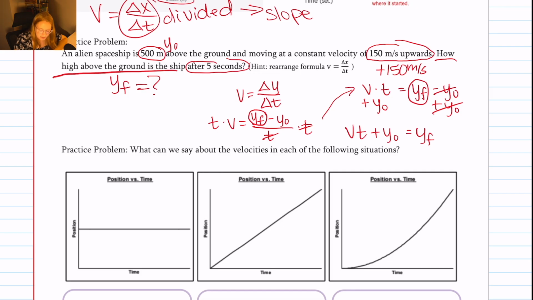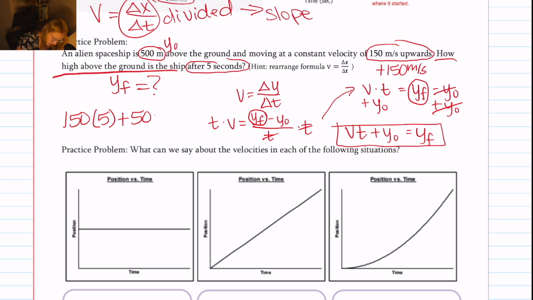On the physics exam, if they were asking you to derive an expression for the final position, this would be your final answer. Deriving doesn't involve any numbers, but I have numbers, so let's plug them in. Go in order. Velocity is first, which we said was positive 150. Time, 5 seconds, plus 500 equals, and let's type that in because I don't have yf. And then you get 1,250 meters, and that's the final answer.